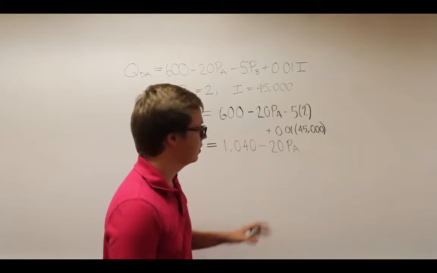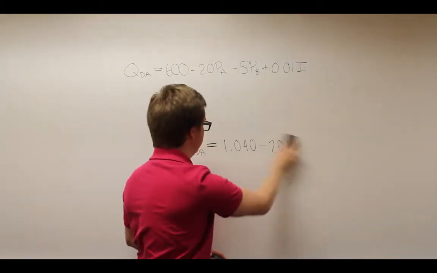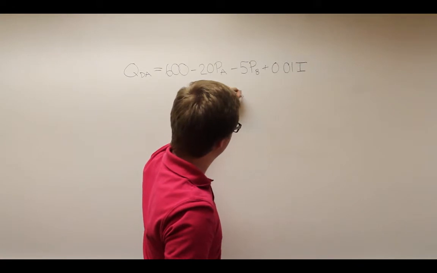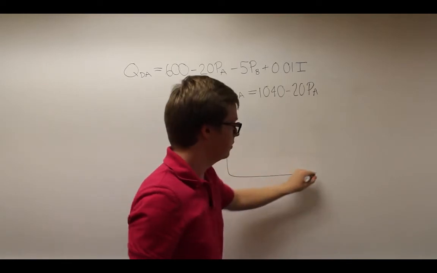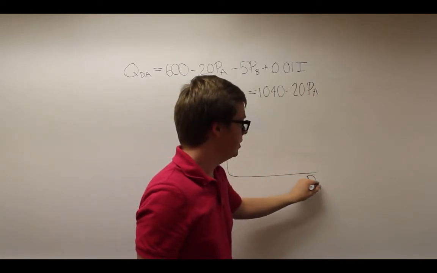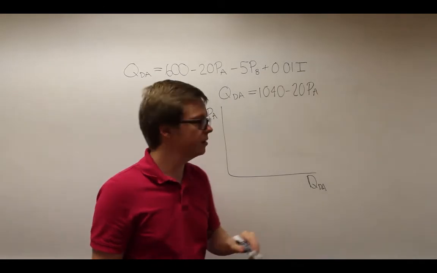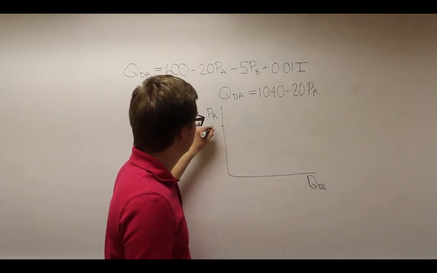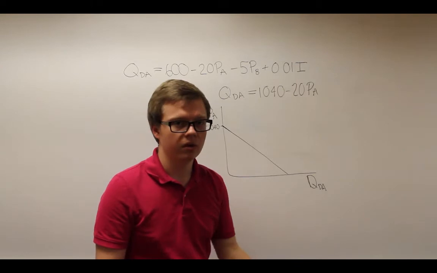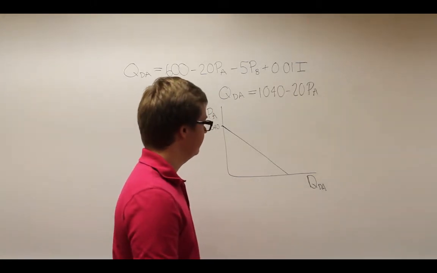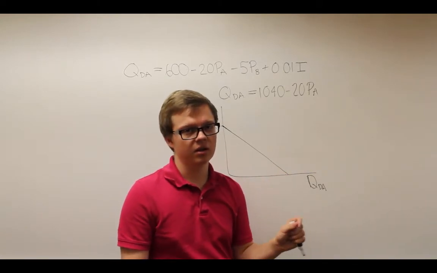And so now we can graph this because we just have 2 variables. So I'll rewrite this one. It looks like this. We have quantity demanded of good A on the x-axis, price of good A on the y-axis. Then we have a y-intercept of 1,040 and a slope of negative 20, whatever that might look like with the units. That's our demand curve for that specific price level of good B and that specific income level.